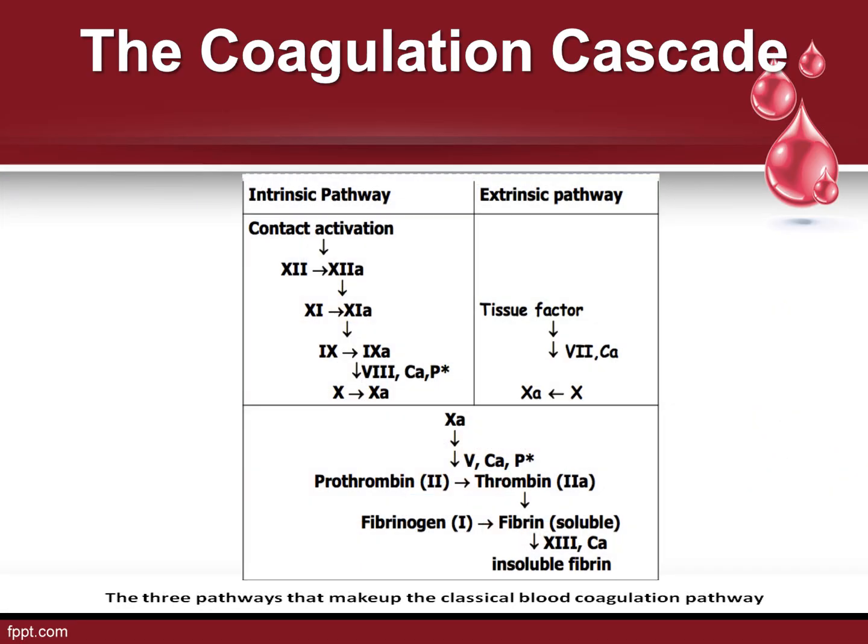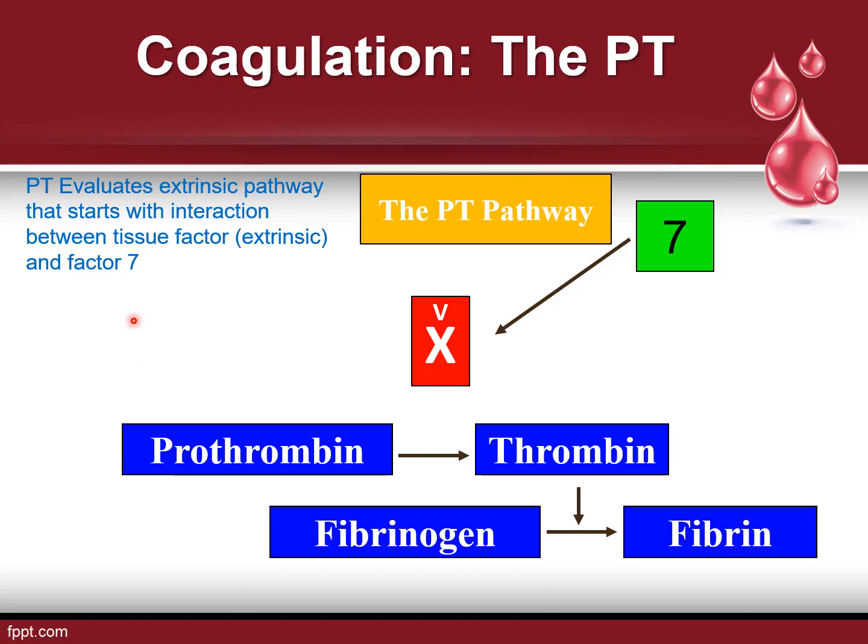You can use this cartoon as extra material if you still have any question concerning the coagulation cascade and the process of blood clot formation. So again, just to consolidate your knowledge, PT evaluates the extrinsic pathway that starts with interaction between tissue factor, extrinsic, and factor 7.